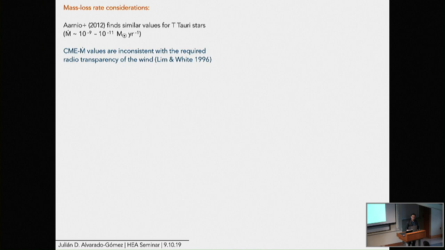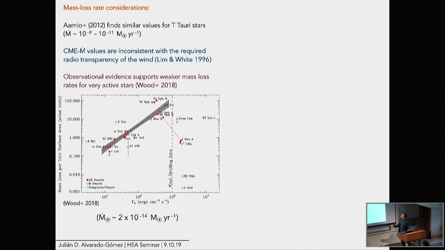The different studies also find similar numbers for T-Tauri stars. This is Alicia Arnio's paper. But these numbers are inconsistent with a very strong requirement that these winds need to be transparent in radio, because otherwise we won't be able to see the stars in radio, and we do see them. And observational evidence supports that very active stars actually have very low mass loss rates.